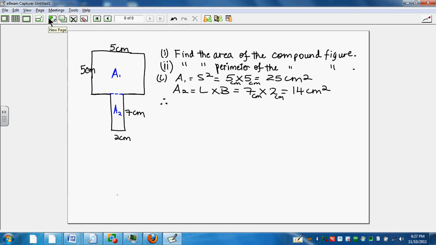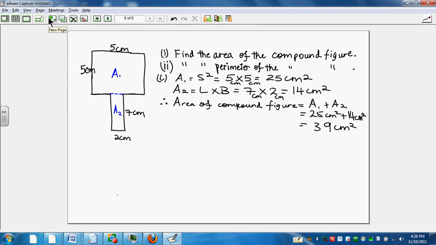Therefore, the required area of the compound figure would be equal to the two areas that we got added together, A1 plus A2, and that will be equal to 25 cm squared plus 14 cm squared, and that would work out to be 39 cm squared.